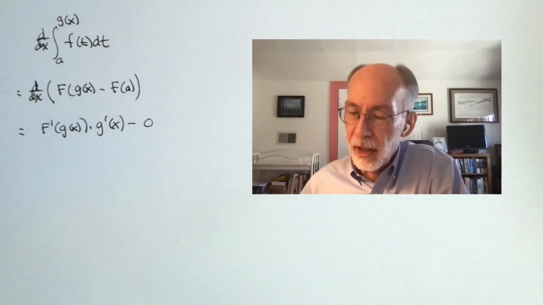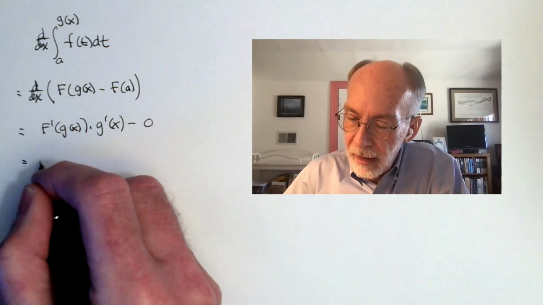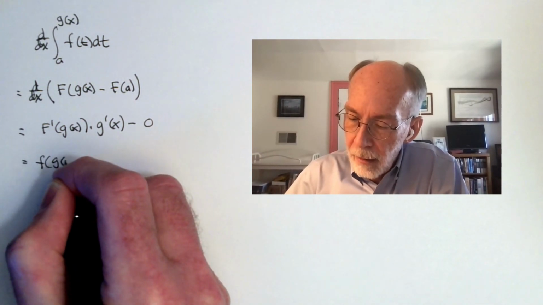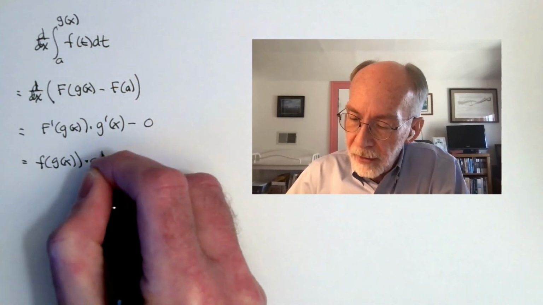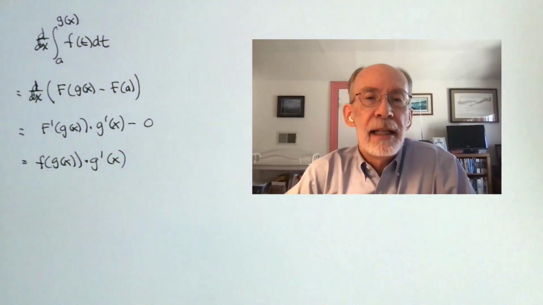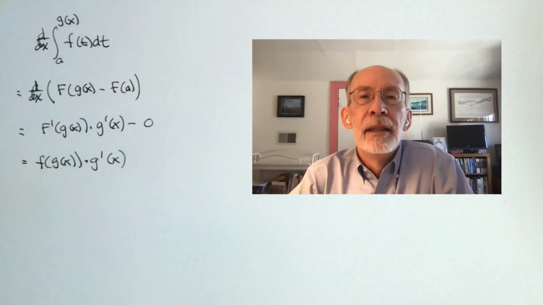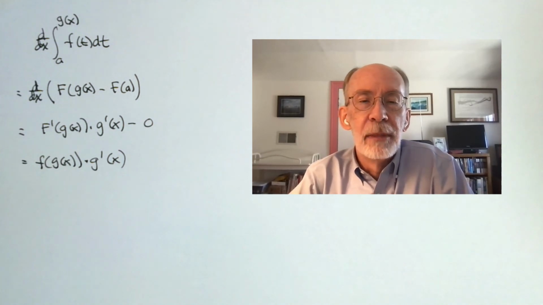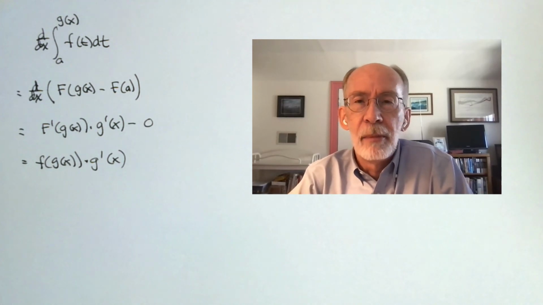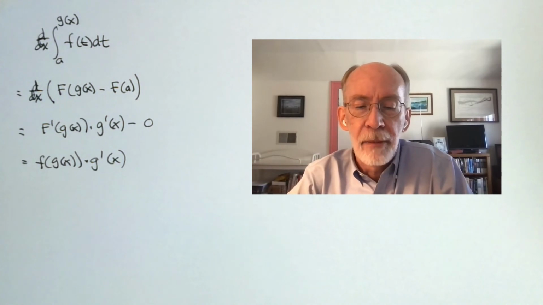But now big F prime is, of course, little f. So this is little f of g of x times g prime of x. And what you get at the end of this process is the notion that in a situation of this type, I just take the integrand, plug in this function that is the upper limit of integration, and then multiply by the derivative of that function. So you don't have to take the long way around and be writing these big F's all the time. You can just recognize the relationship and then cut to the chase.